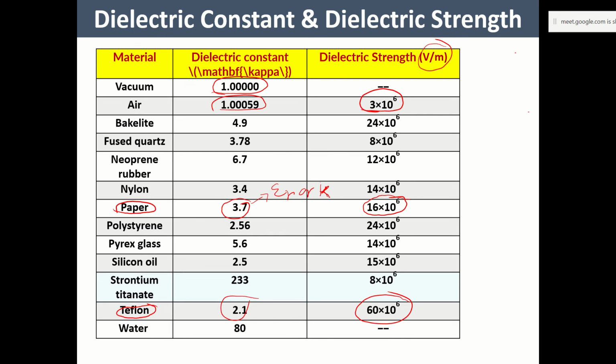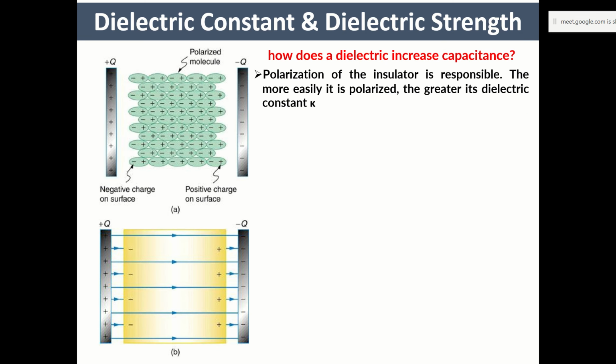So for Teflon, it can go up to 60 into 10 to the power 6 volts per meter, and still function normally without breaking down. At this value or greater than this value, it will become conducting. So Teflon becomes conducting at this value of electric field, which is very high, and so you can use it safely in devices.